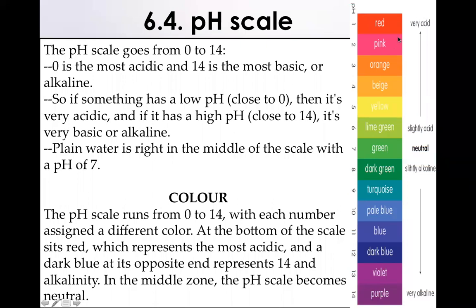So we are starting from very acidic, at 1, and going up to 14, which is very basic, and in between we have a neutral amount. The pH scale goes from 0 to 14. 0 is the most acidic and 14 is the most basic or alkaline. So if a solution has a low pH, then it is very acidic, and if it has a very high pH, then it is said to be very basic.